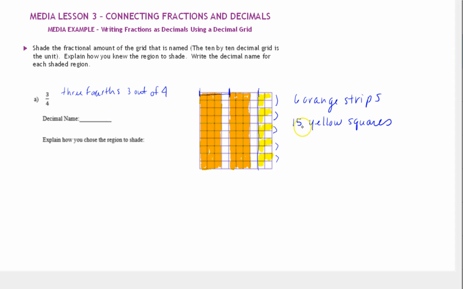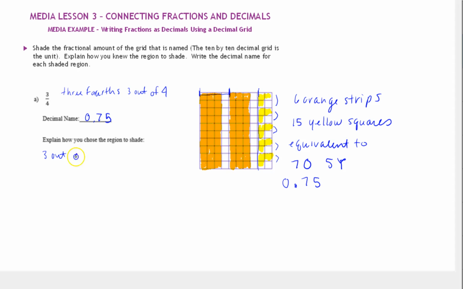Okay, so now I'm going to group 10 of the yellow squares into an orange strip. So this is equivalent to 7 orange and 5 yellow. And since the orange strips are tenths, this would be 0.75 and the 5 in the hundredths place. So 3/4, the decimal number would be 0.75.